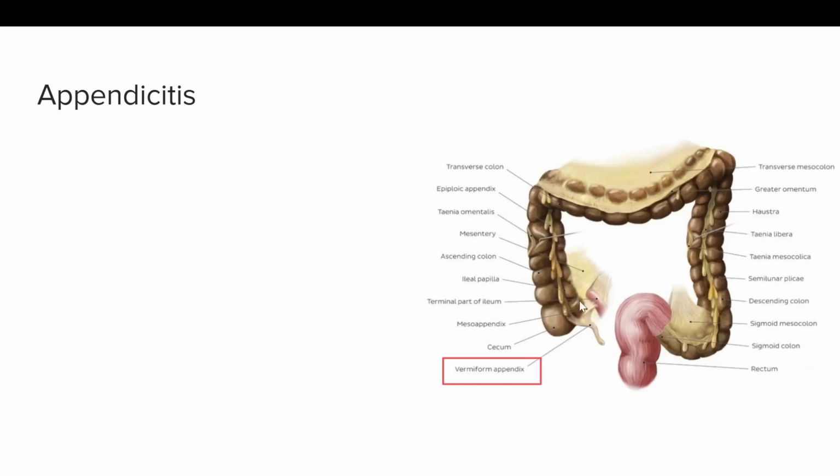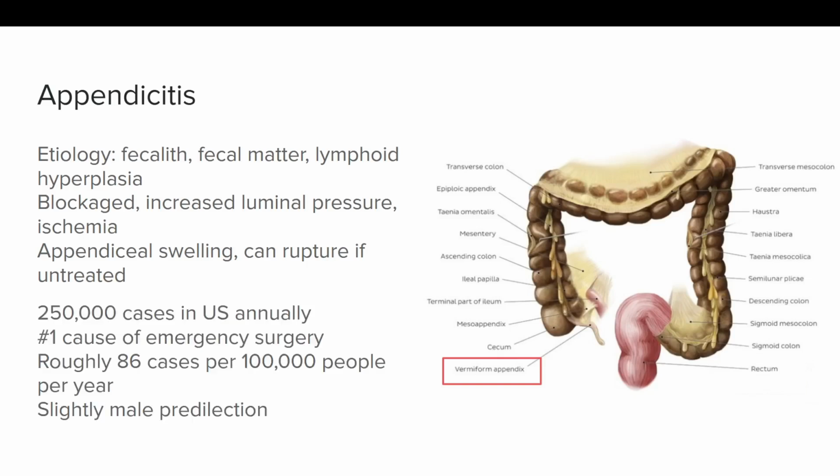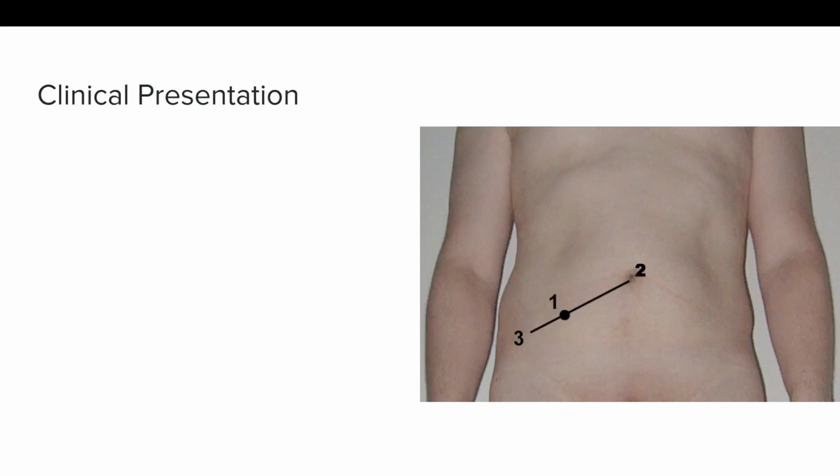Here's an illustration of the anatomy of the colon, and you see the appendix here hanging off the end of the cecum. What happens essentially is that something gets stuck in there. Usually it's stool or a fecalith, sometimes lymphoid hyperplasia, which blocks it. Pressure builds up. There's ischemia, swelling, infection, sometimes rupture. It's very common. It is the number one cause of surgical emergencies with a slight male predilection.